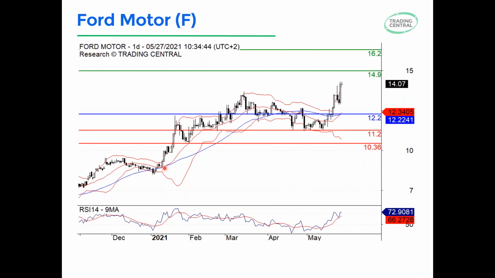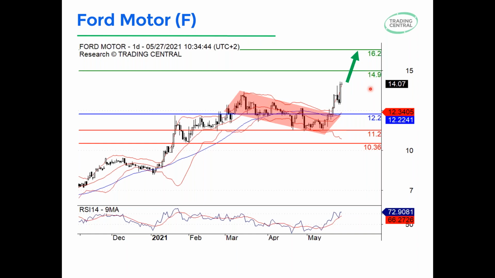How about this one? This is a new one I'm mentioning to you, Ford Motor, another automobile stock. It seems to be performing much, much better than Tesla. This is a declining price channel, and now we see a breakout. In fact, I prepared this chart several days ago, and at the close of yesterday, I had to amend the chart levels again.